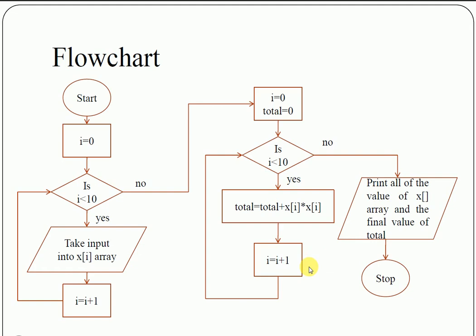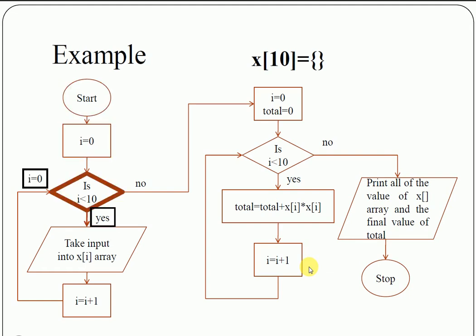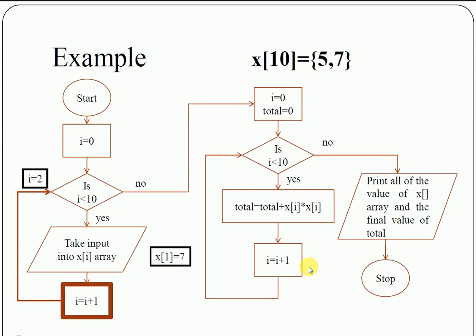Now let's see how it will work here. We will start, then i equal to 0. Then it will check if i is less than 10. If it is true, take the input in the 0th position, which is 5. Then i is incremented by 1. After incrementing i by 1, it will check the condition again. If it is true again, then take input in the first position. Now x1 is equal to 7, then i will be incremented by 1 again.